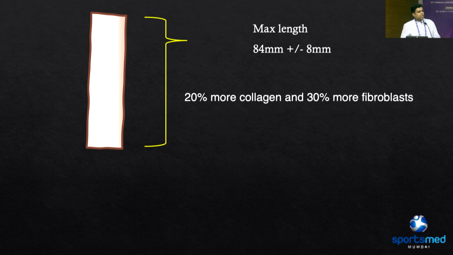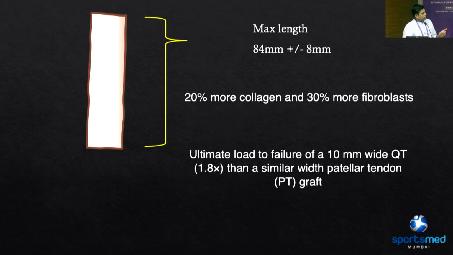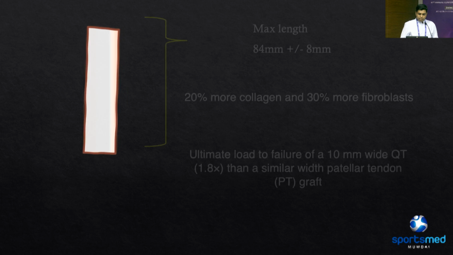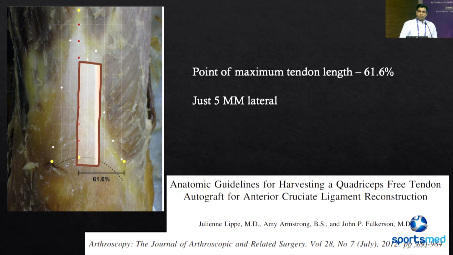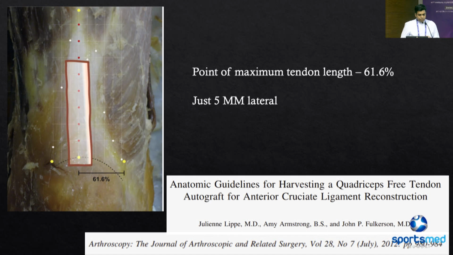Studies have proven that it has more than 20% more collagen and 30% more fibroblasts when compared to a bone patellar tendon bone, and the load to failure when compared to a similar size bone patellar tendon bone is 1.8 times better. Clinically it looks like a very viable, strong, thicker graft. If we move the slip we take slightly 5 mm lateral to the midpoint of the patella, we can obtain the maximum length of the graft, and this has been proved in cadaveric analysis.